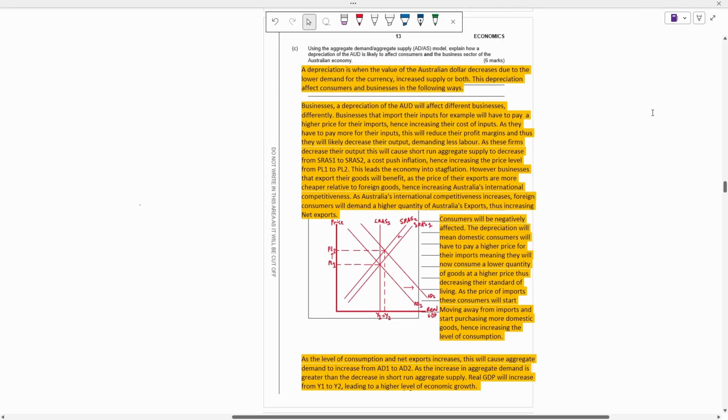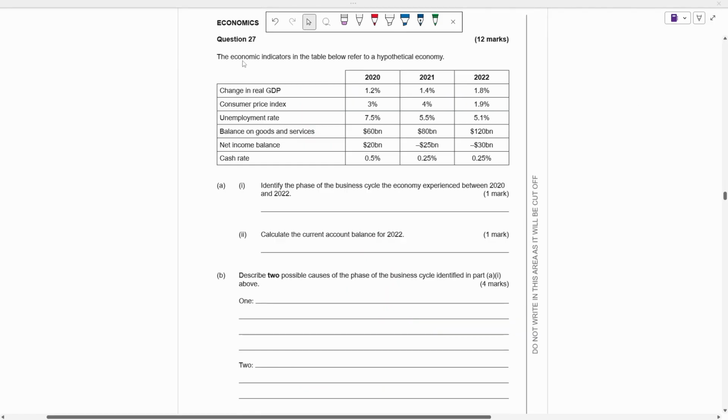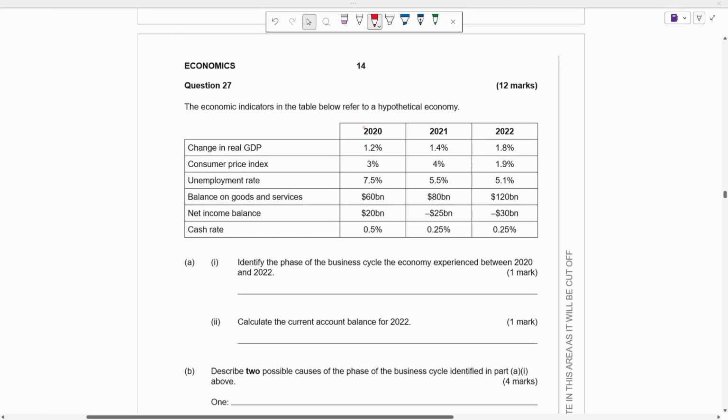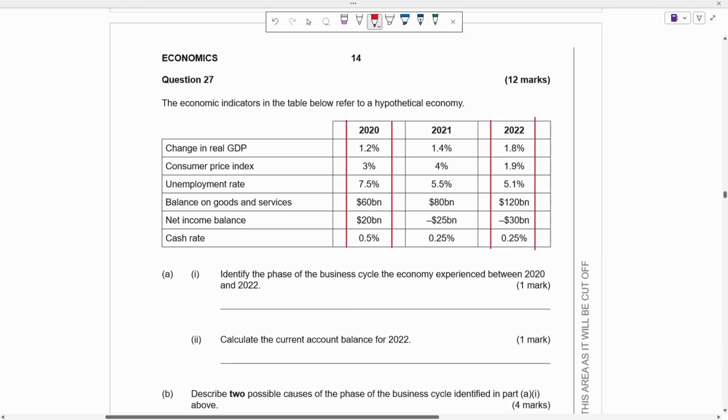Now let's move on to the next question. So on to question 27. A1, identify the phase of the business cycle the economy experienced between 2020 and 2022. So we just have to look at the economic indicators for 2020 and 2022. So looking at the change in real GDP, it increases from 1.2% to 1.8%. So to me, that would indicate that the economy is in an expansionary phase.